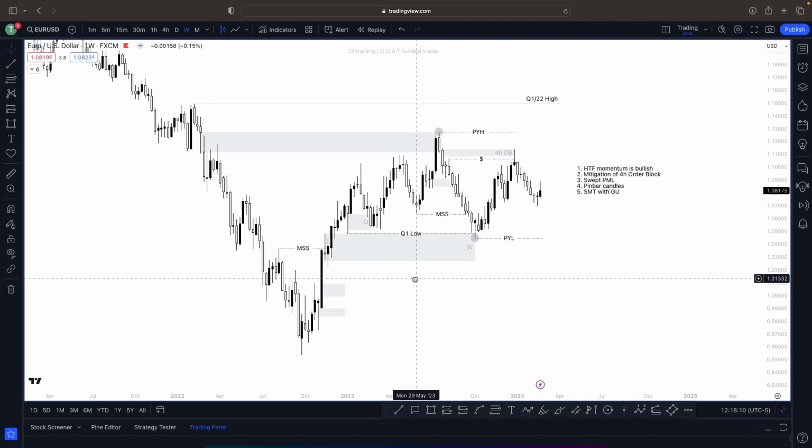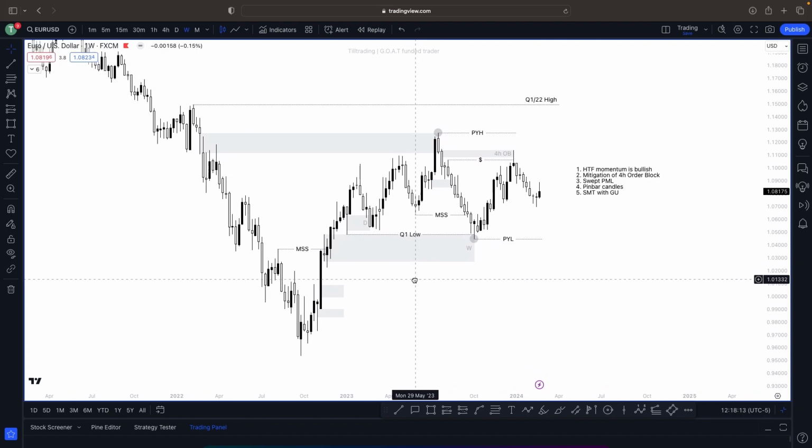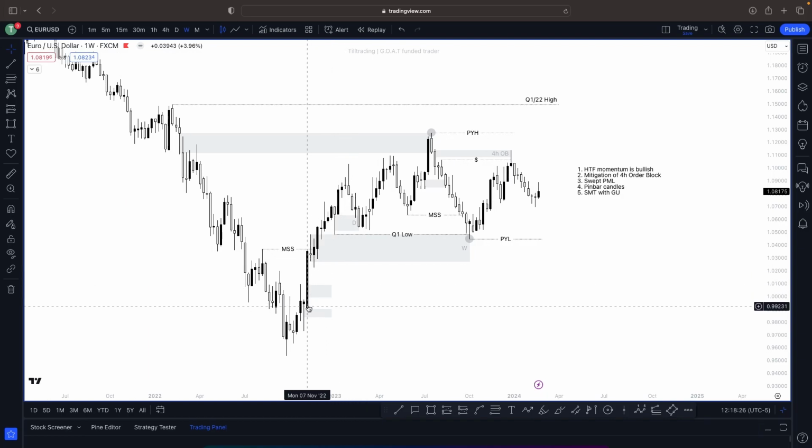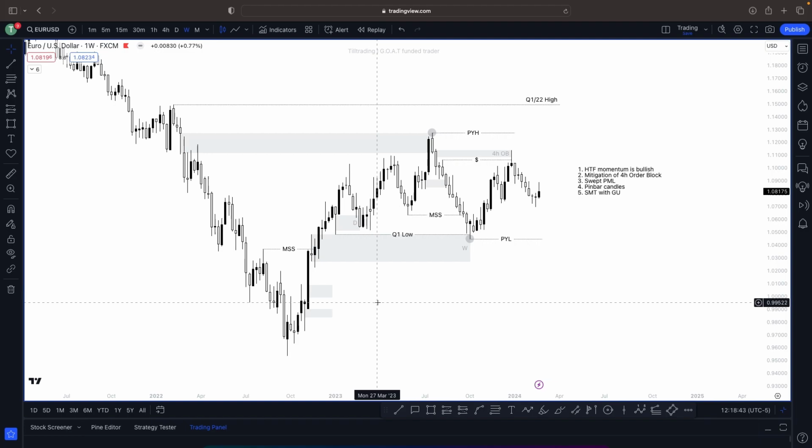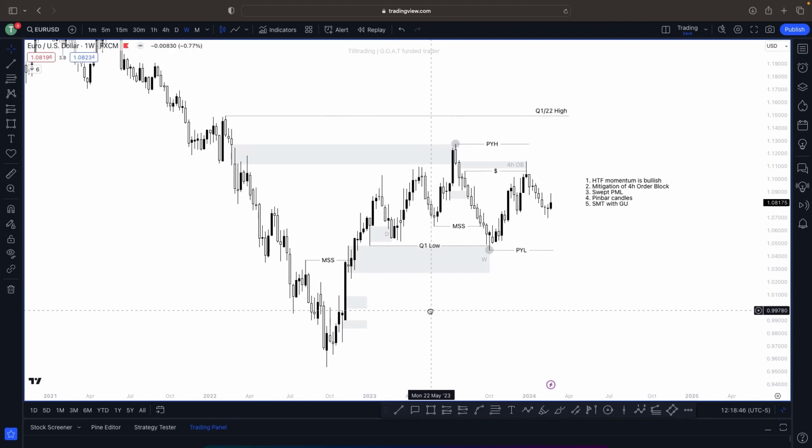Now, my bias for the next week is bullish, and I'll explain why. We had this very strong market structure shift right here with this huge bullish candle. I mean, this is price action of 1 week, and I can measure it out. It's 400 pips. It's a 400 pip candle in 1 week, and that's a lot of bullish momentum.